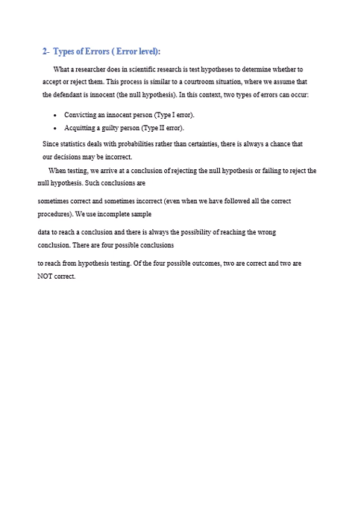Since statistics deals with probabilities rather than certainties, there is always a chance that our decisions may be incorrect. When testing, we arrive at a conclusion of rejecting the null hypothesis or failing to reject the null hypothesis. Such conclusions are sometimes correct and sometimes incorrect, even when we have followed all the correct procedures. We use incomplete sample data to reach a conclusion, and there is always the possibility of reaching the wrong conclusion. There are 4 possible conclusions to reach from hypothesis testing. Of the 4 possible outcomes, 2 are correct and 2 are not correct.